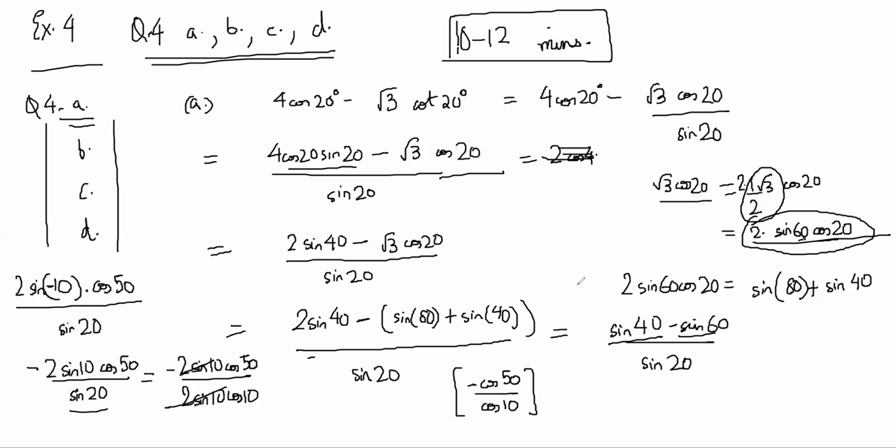Okay, so I'll try again. The original thing was 4 cos 20 minus root 3 cot 20. So this was 4 cos 20 minus root 3 cos 20 by sine 20. We will still do the root 3 by 2 thing.